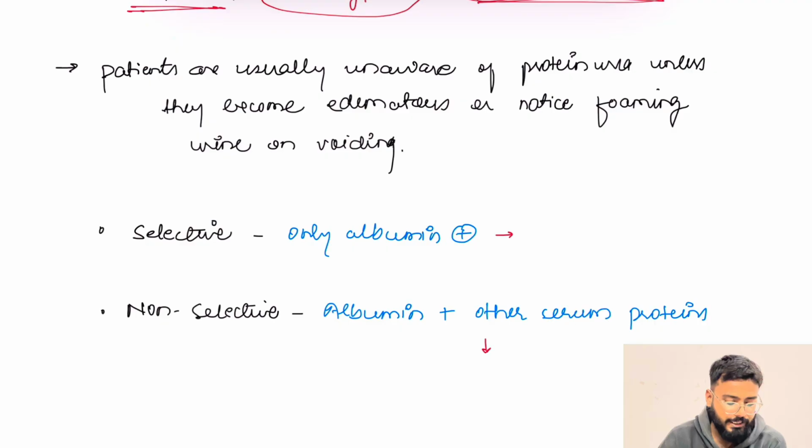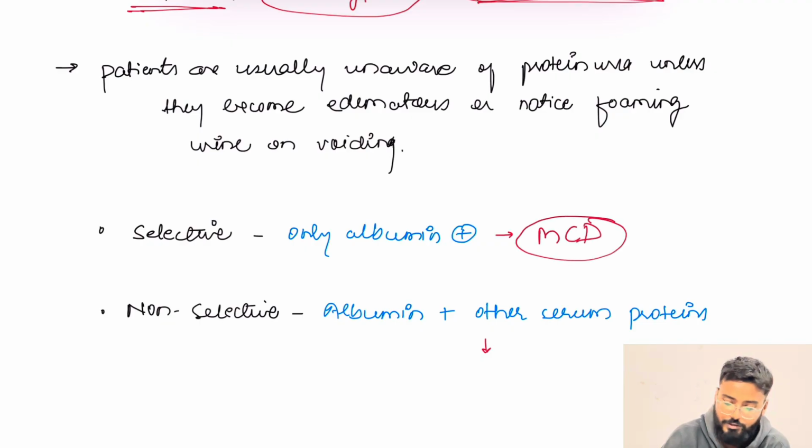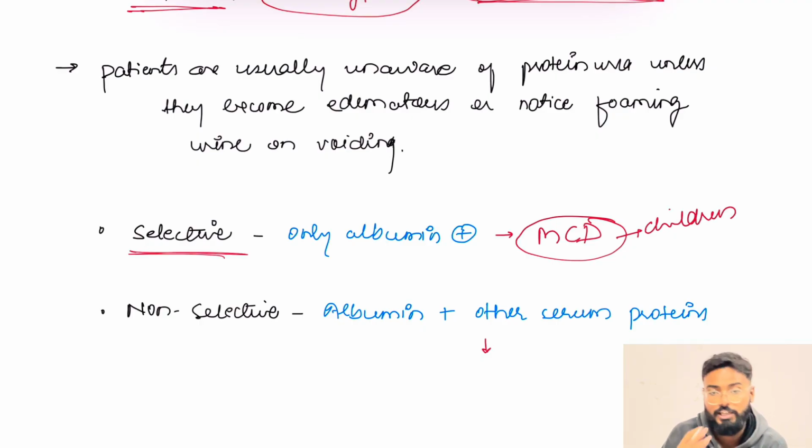So that you are going to see in case of minimal change disease. Minimal change disease is only seen in children. So in case of minimal change disease, which is seen in children, you are going to see selective proteinuria. You are not going to see other proteins, you are only going to see albumin inside the urine. That is your selective proteinuria, which is seen in minimal change disease.